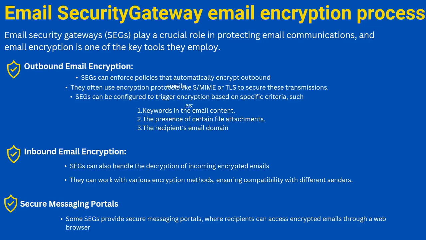Next, let's talk about inbound email encryption. A secure email gateway can handle the decryption of incoming encrypted emails. This is essential for employees to be able to read emails securely. They can work with various encryption methods, ensuring compatibility with different senders. This means that whether an email is encrypted with S/MIME or another method, the SEG can handle it.